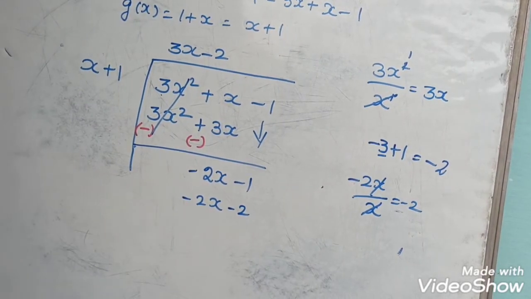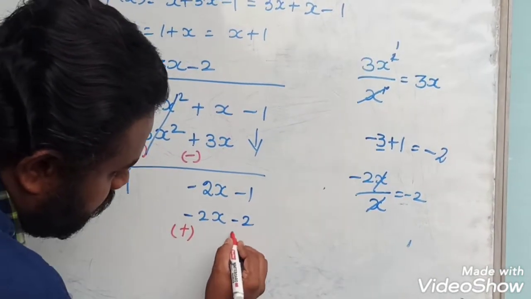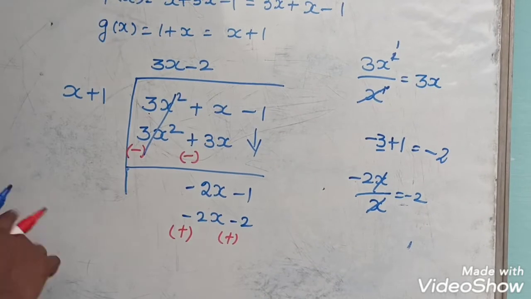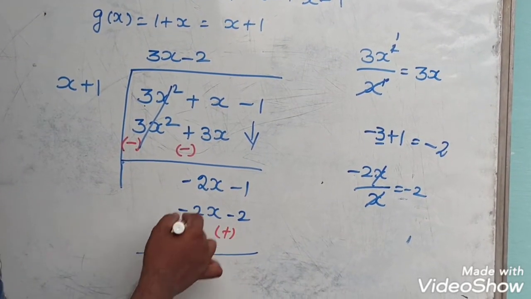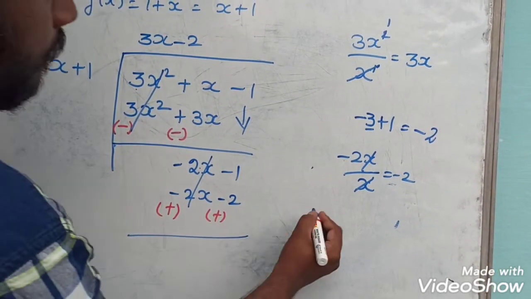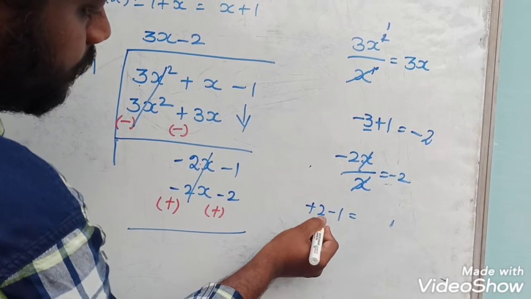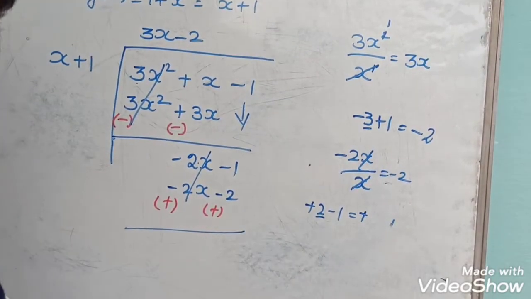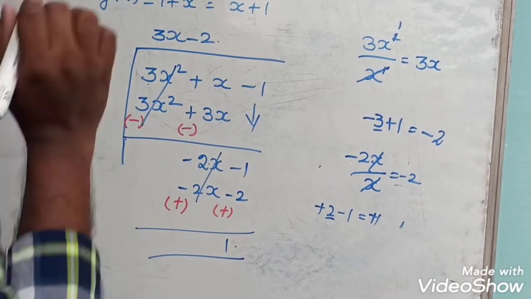What is the condition? The next condition, we have to change the symbol. Minus becomes plus, minus 1 becomes plus. So here same term with a different symbol. Minus 2x plus 2x will get cancelled. So plus 2 minus 1. Here different symbol. This one is bigger. So the answer will be plus 2 minus 1, 1.